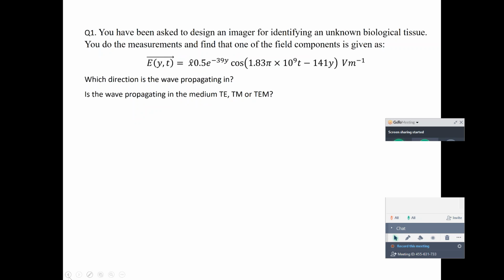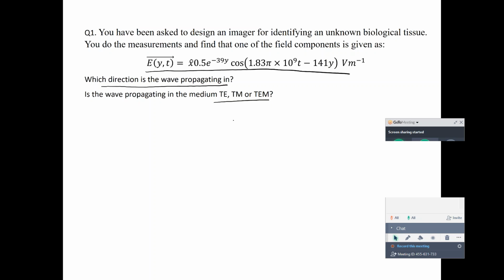The first question is, you have been given an electromagnetic field variation. You have been given how the wave looks, and you've been asked to identify what kind of wave that is, whether it is a TE, TM, or a TEM wave. The first part of the question is, which direction is the wave propagating in? So you have to start looking for certain characteristics, mathematical signatures within that function to understand which direction the wave is propagating in. And then we have to figure out whether this wave is TE, TM, or TEM.